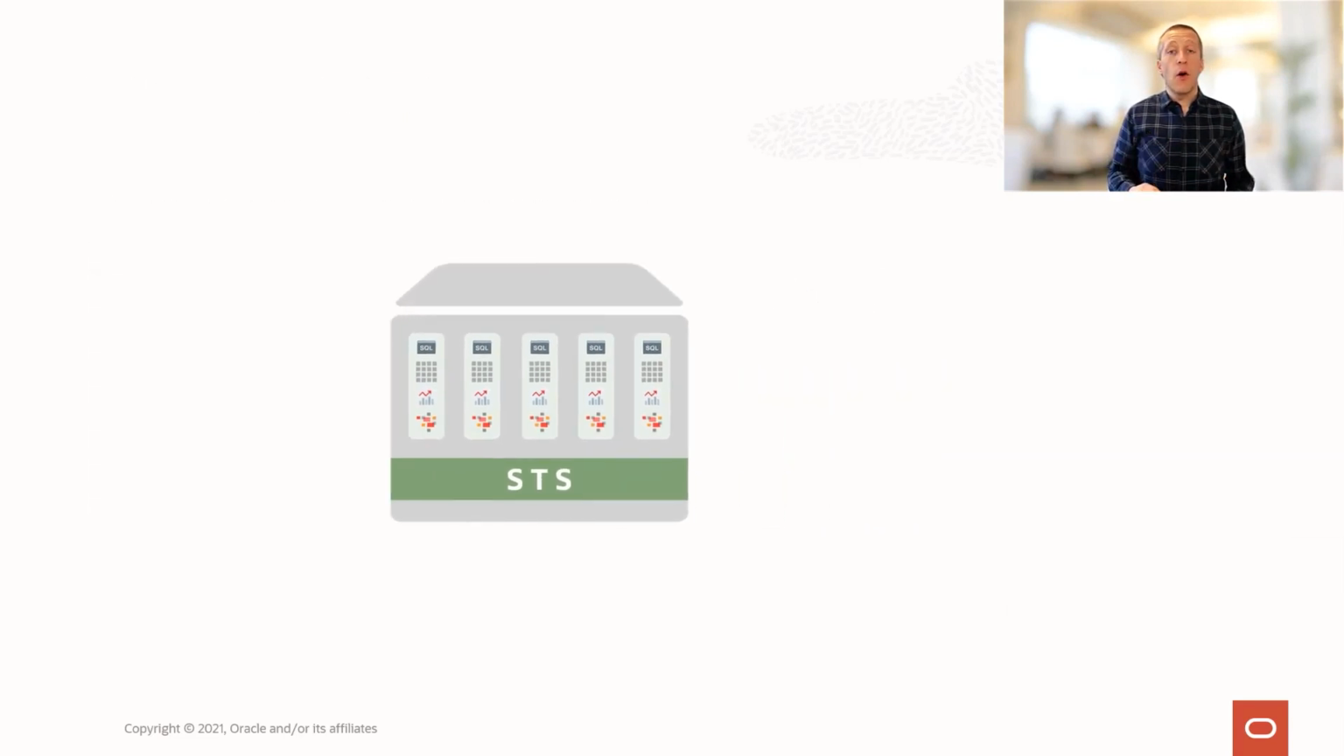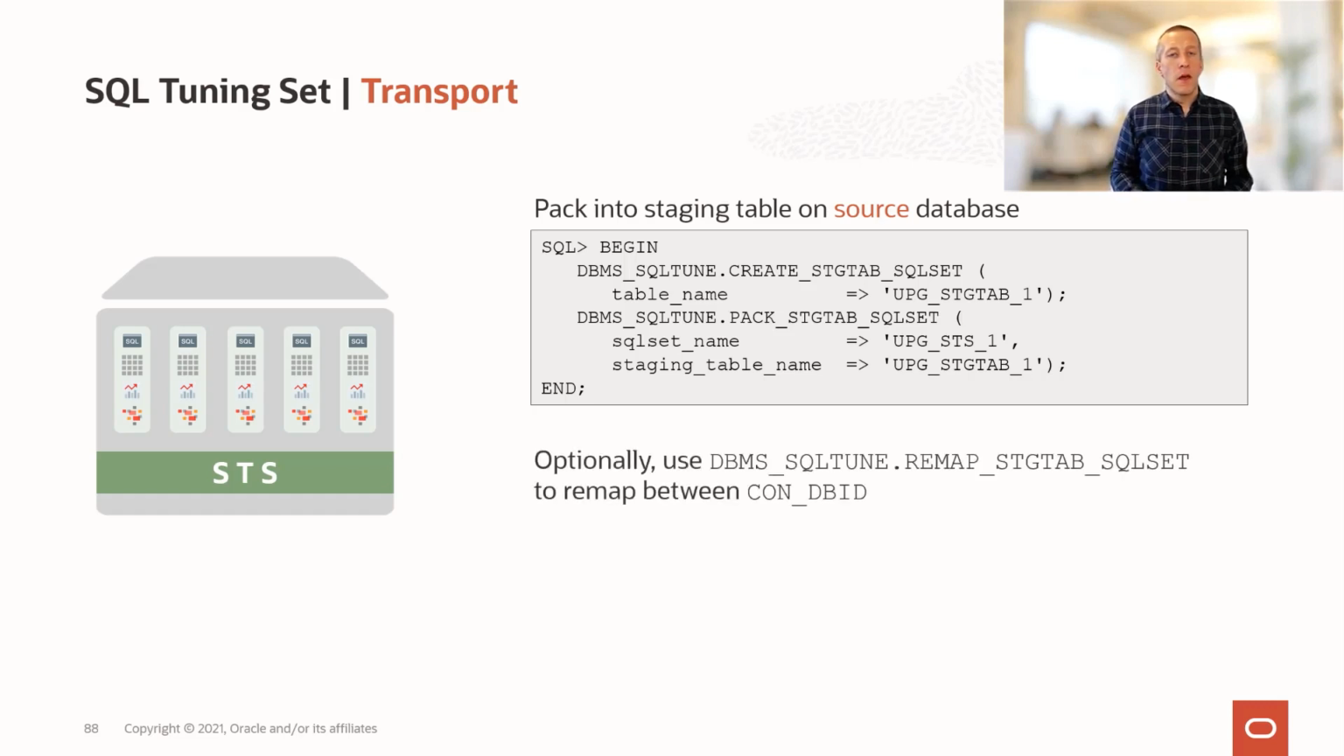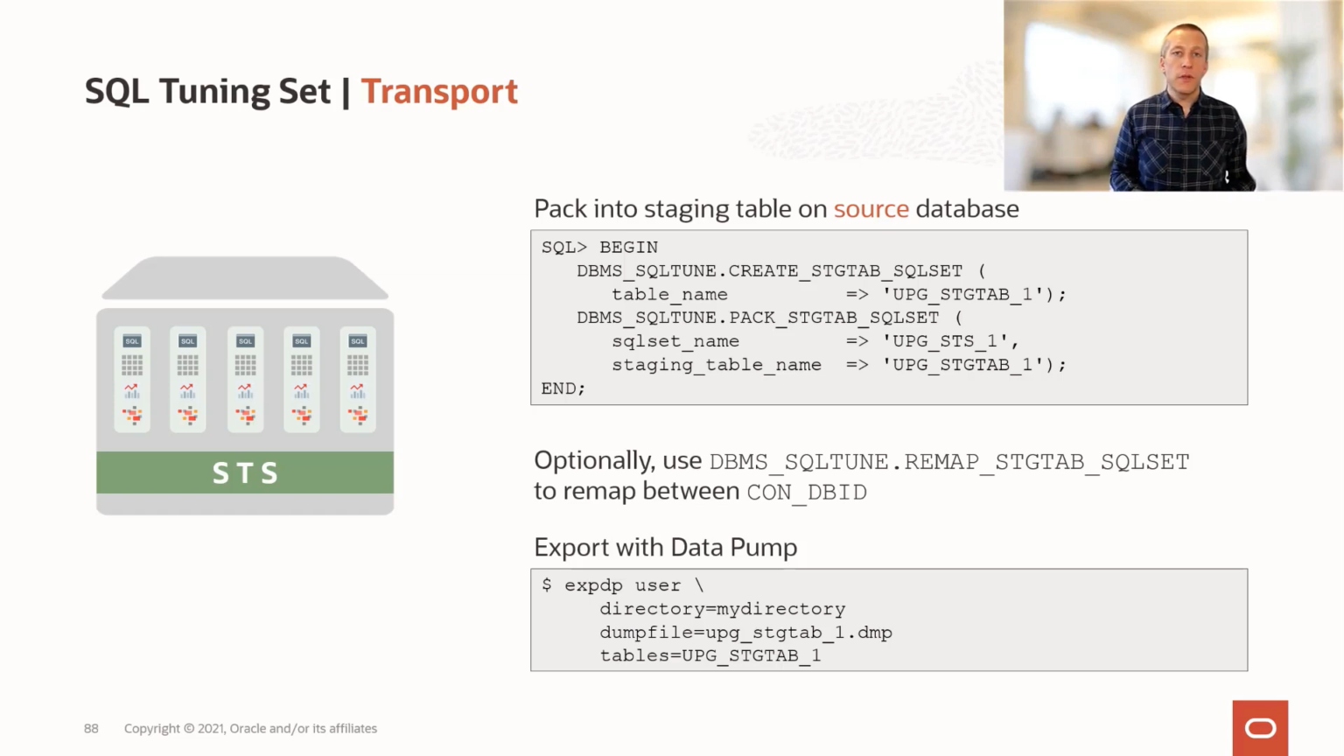Now that we've taken all our important statements and put it into a SQL tuning set, we can now pack it into a staging table so we can transport it. So we extract all the information from the data dictionary, put it into a transportable format, and store it in a single table, a single staging table. If you are going from non-CDB to PDB or between PDBs, you might have to remap the DB ID. And then you can export the table. It's a regular heap table with data pump.